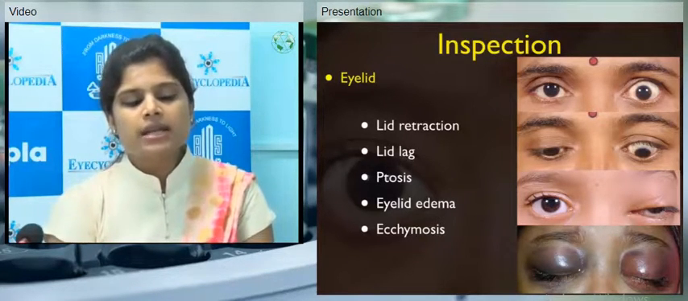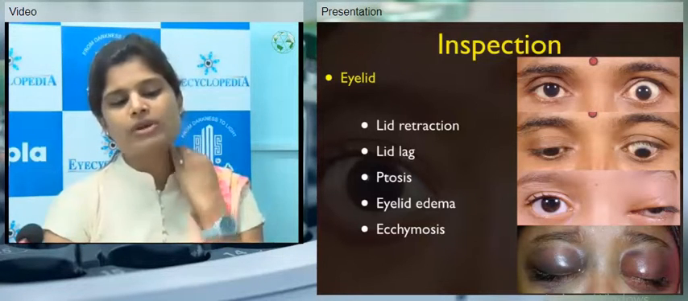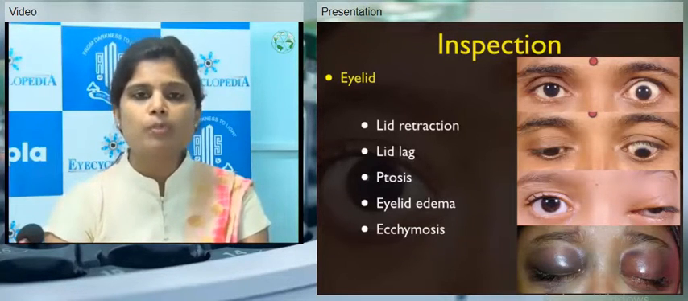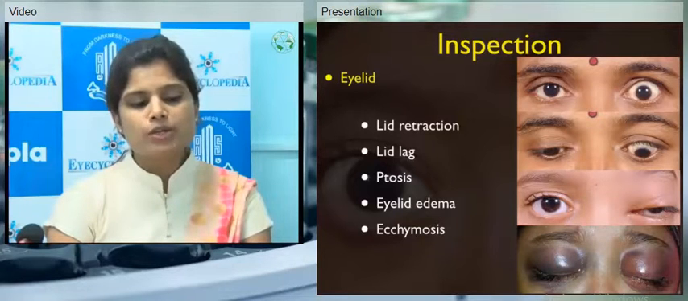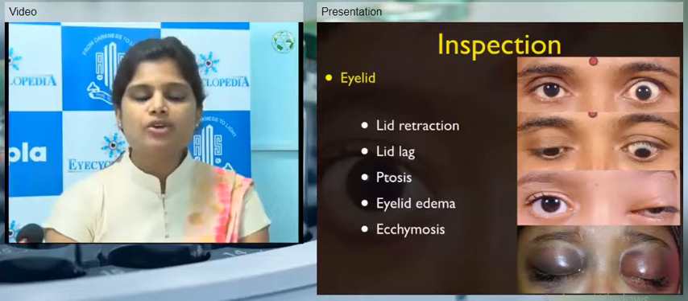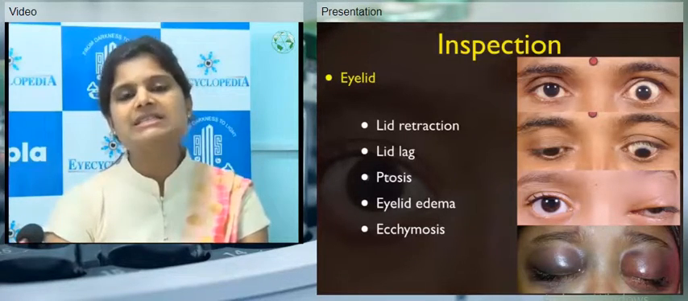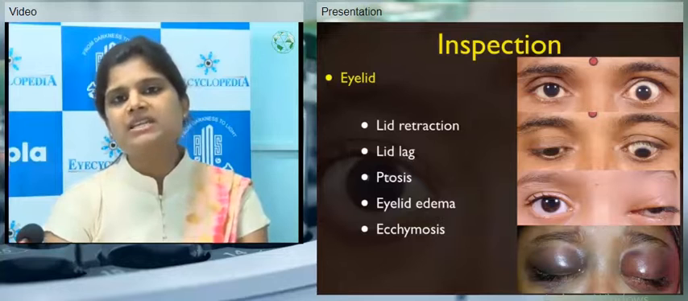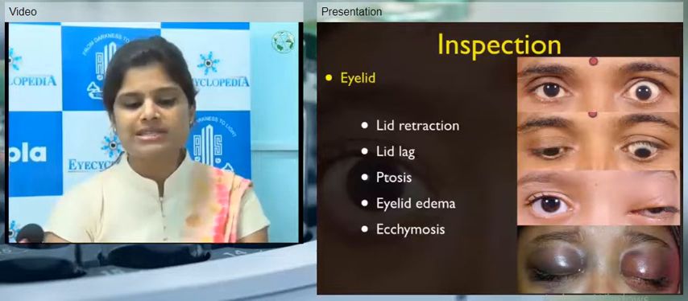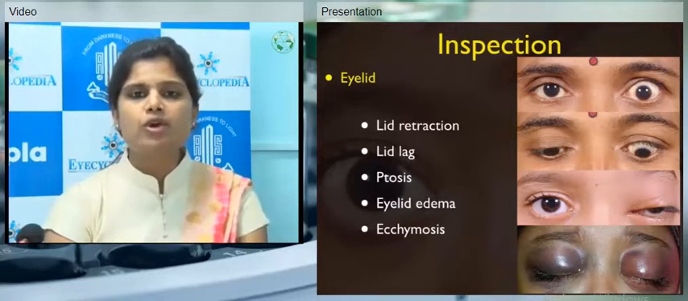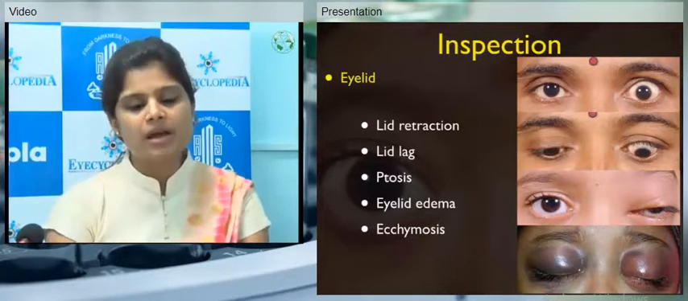Another thing, one of the favorite questions of examiners, is: in which condition do you see simultaneous involvement of proptosis and ptosis? Proptosis and ptosis simultaneously can occur in a patient with thyroid eye disease, because about 10 to 15% of patients with thyroid eye disease develop myasthenia gravis during the course of the disease, where the patient can have simultaneous proptosis and ptosis. We have to remember that, because both thyroid eye disease and myasthenia gravis are autoimmune diseases, and so both of them can occur together.